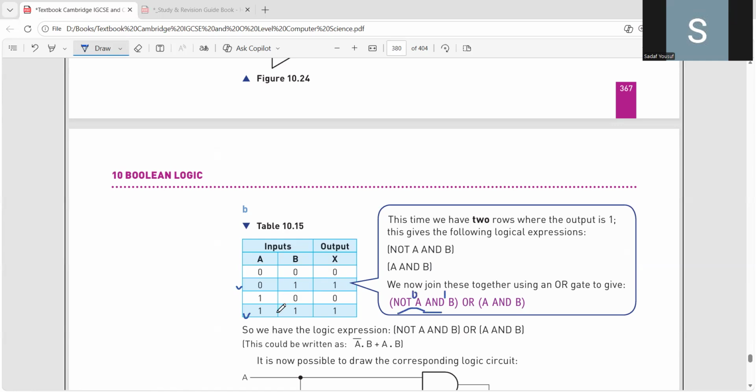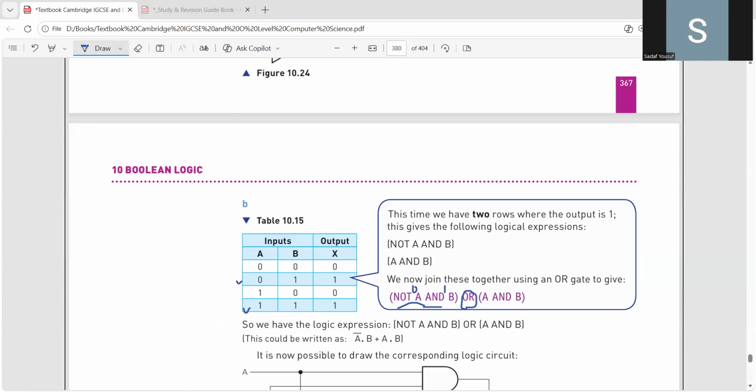And in the second one, it is A, B. Both are positive, or both are 1s. That's why I simply wrote A and B. And the OR operation is going to be in between, because that is simply the representation that either the value of input A is 0 and the value of input B is 1, or both of them are 1s, and they are going to give you this answer. That is why it will be not A and B, or A and B. And then you can frame its circuit also.